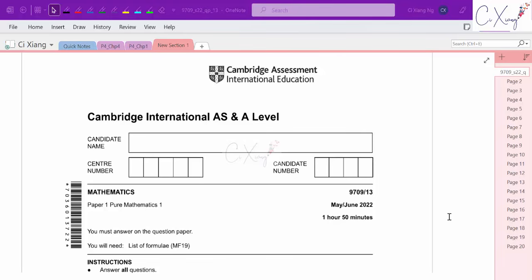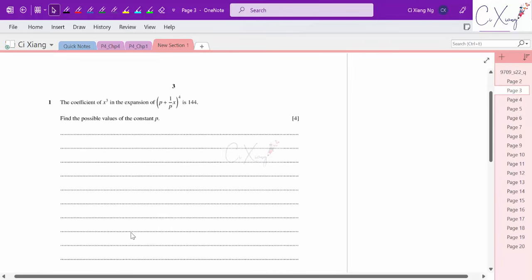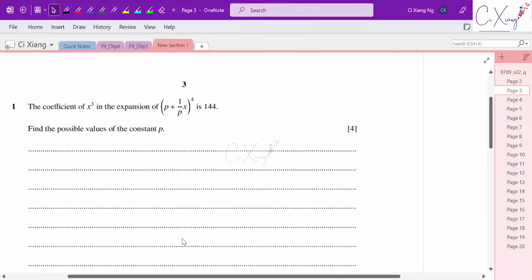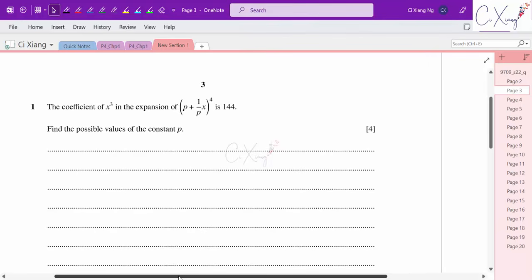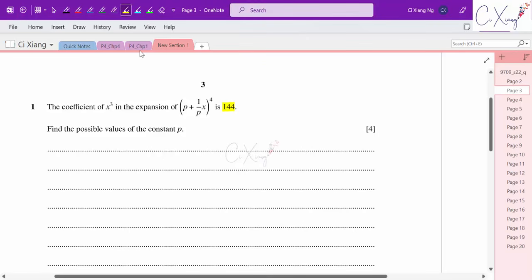Okay, so for this video, we are going to discuss May-June 2022 or Summer 2022, Paper 1-3. Right, so we start with the first question. They are saying that the coefficient of x power 3 in the expansion is 144. So for this one, we need to expand it. They want us to find the possible values for the constant of p.